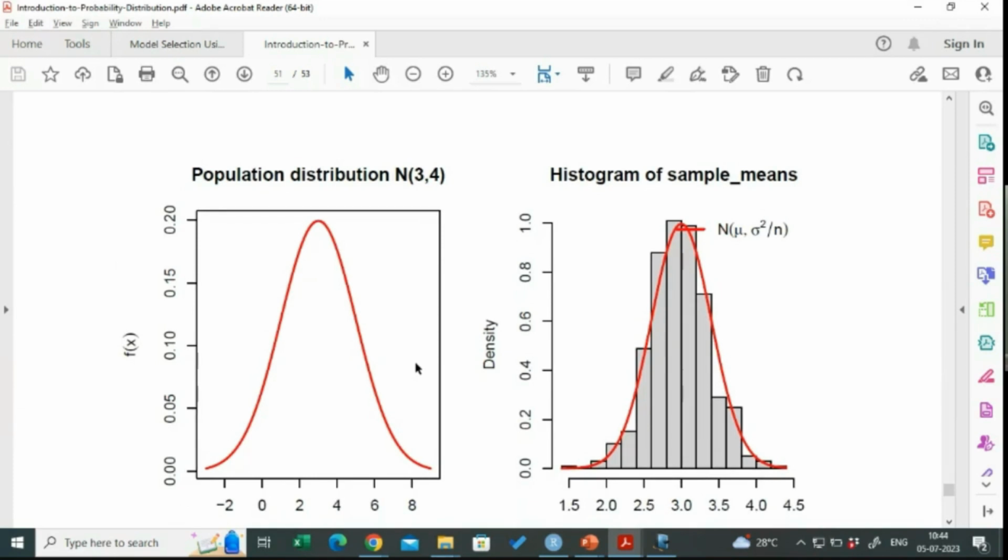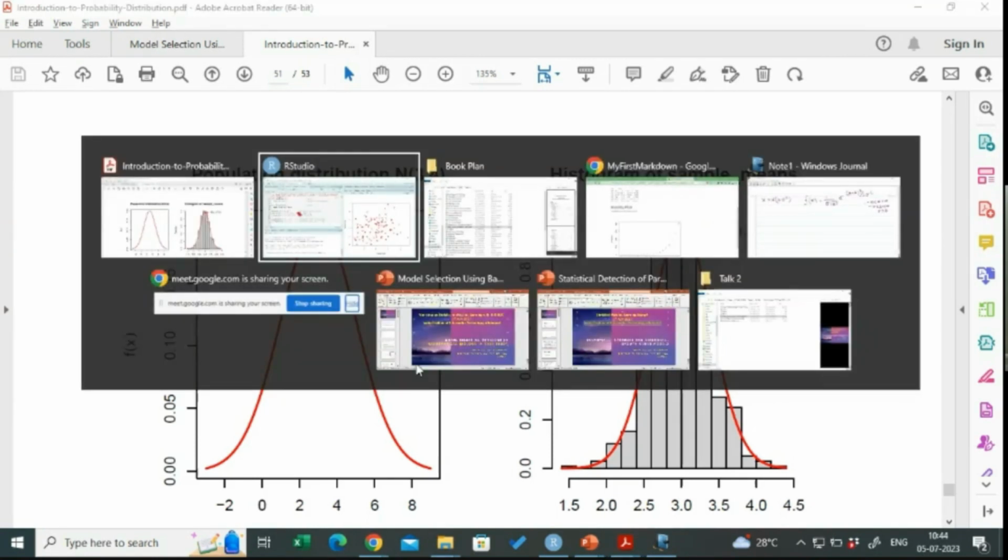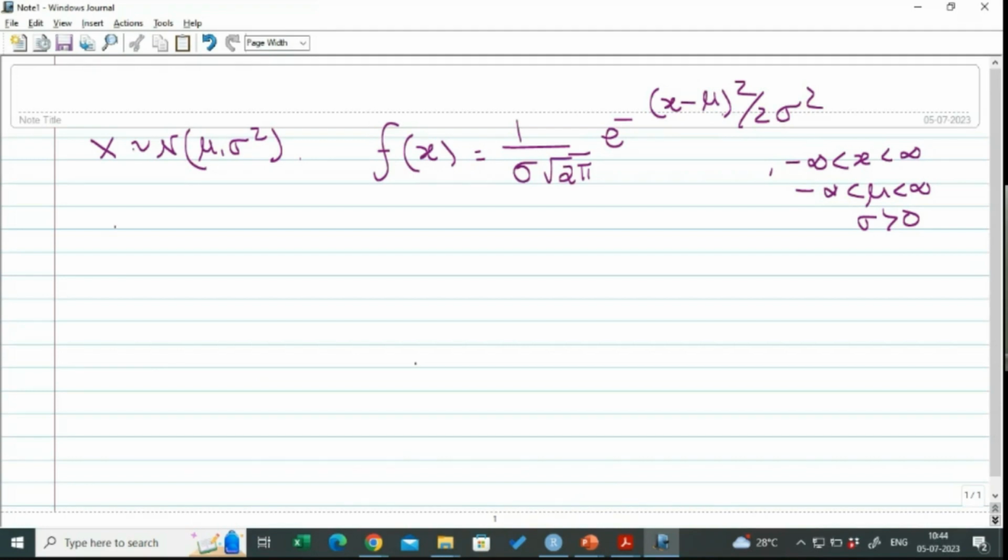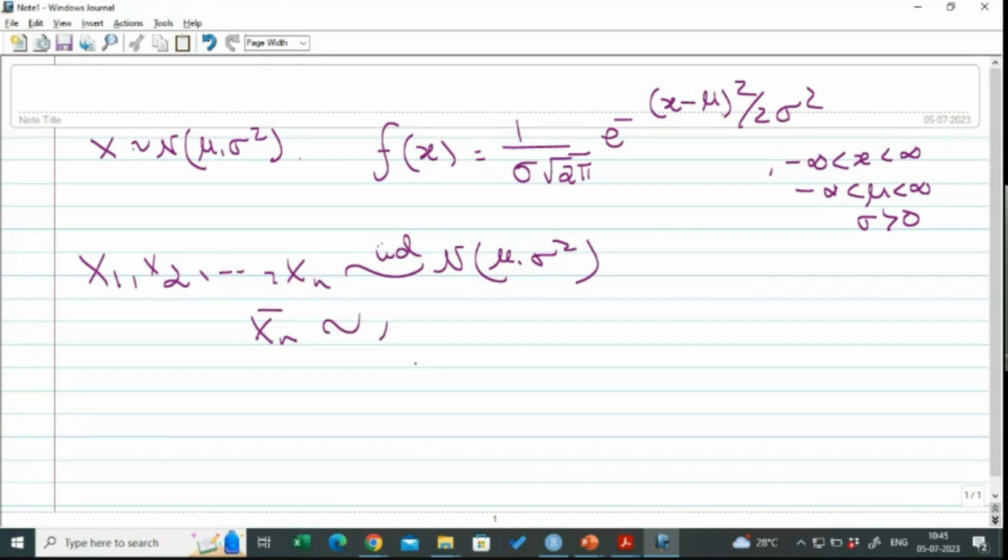We always say that if x1, x2, ..., xn is a random sample taken from, typically we write, those who know statistics know it already, x1, x2, ..., xn IID normal mu, sigma square, then x̄n follows normal mu, sigma square by n. Typically we utilize the MGF technique, transformation technique, or characteristic function technique, and by that we prove it. So we say that it is the sampling distribution of x̄n.